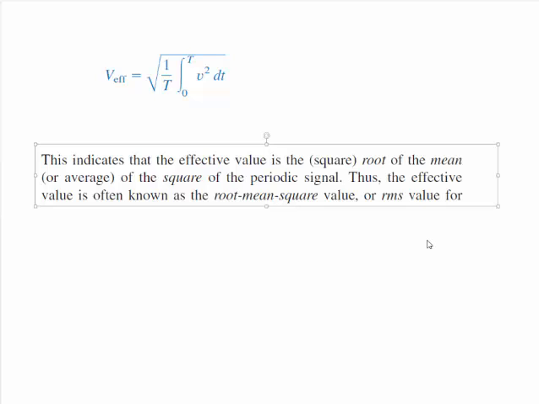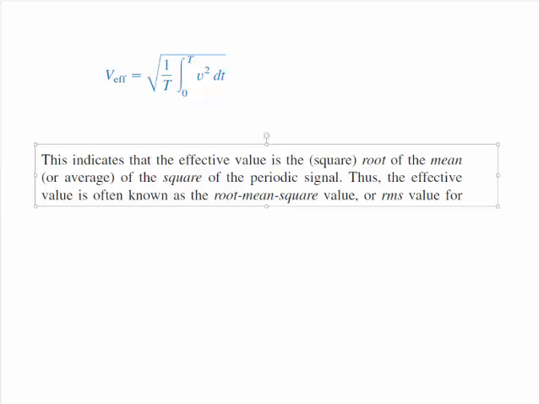So how you calculate the RMS, which means root mean square, here it's done for voltage. It could be for current, or it could be for anything that you want to find the root mean square of. It says this indicates that the effective value, or RMS, is the root, there's a square root sign, of the mean, which is the average, of the square of the periodic signal. So in this case, voltage is a periodic signal. We are going to square it, take the average of it over a period, and then take the square root of it. That's why the effective value is often known as the root mean square.